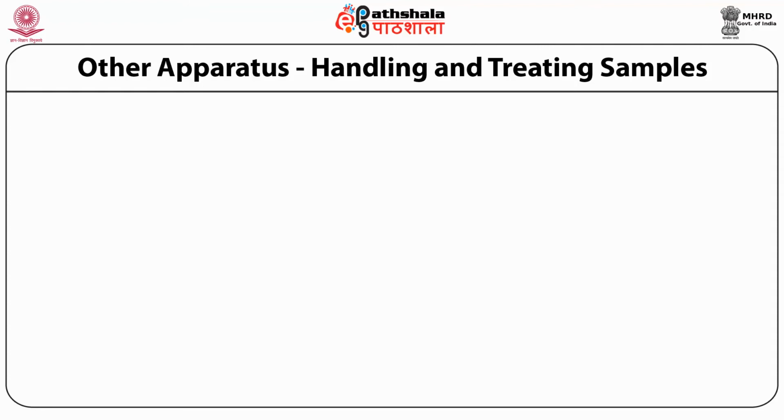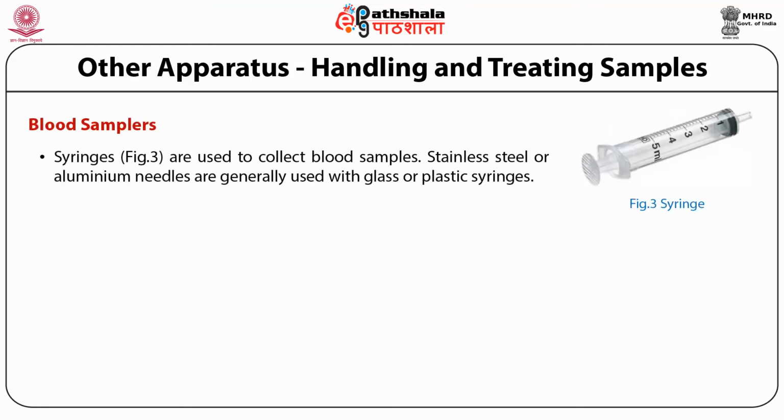Besides apparatus for measuring mass and volume, there are a number of other items of equipment commonly used in analytical procedures. Number one is blood samples. Syringes are used to collect blood samples. Stainless steel or aluminum needles are generally used with glass or plastic syringes. These usually present no problem of contamination, although special precautions may be required for certain trace element analysis.